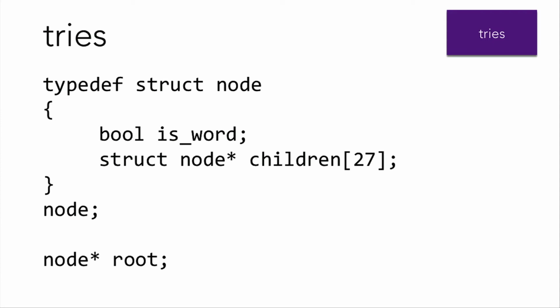So how do we represent this in C? Well, every node now is going to have a Boolean value indicating whether that node is the end of a given word or not. And then it'll also have an array of node pointers called children, and there are going to be 27 of them. And remember, you'll also want to keep track of your first node. We're going to call that root. So that's the structure of a try. How do we represent this as a dictionary?